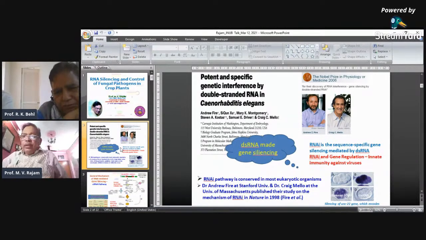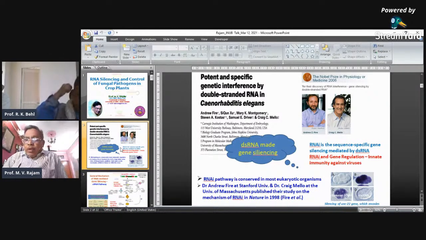The RNA interference phenomenon was discovered by these two scientists, Dr. Andrew Fire from Stanford University and Dr. Craig Mello from the University of Massachusetts. Their pioneering work was published in Nature in 1998. This is one of the most important breakthrough discoveries after the discovery of the DNA structure by Watson and Crick. RNA interference is basically sequence-specific gene silencing, which is mediated by the presence of double-stranded RNA. How they demonstrated that double-stranded RNA causes gene silencing, I'll give you only one example, although they worked on more than 20 genes for silencing using double-stranded RNAs. So look at the bottom figure.